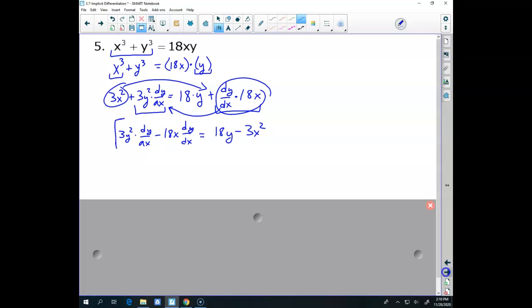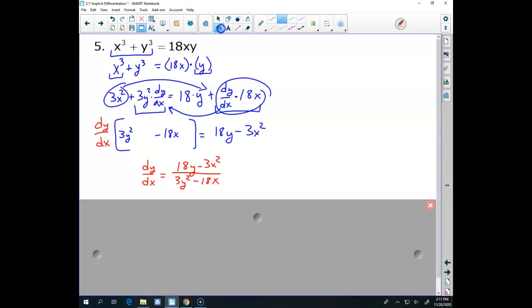Well, check it out. If I look at these two, what do they both have in common? They both have a dy/dx in common, such that if I factor them out, that's gone, and that one's gone. So now I can say dy/dx equals 18y minus 3x squared divided by 3y squared minus 18x.